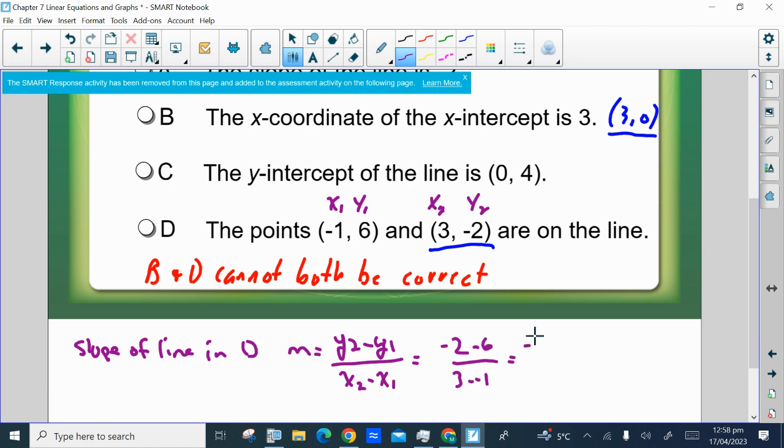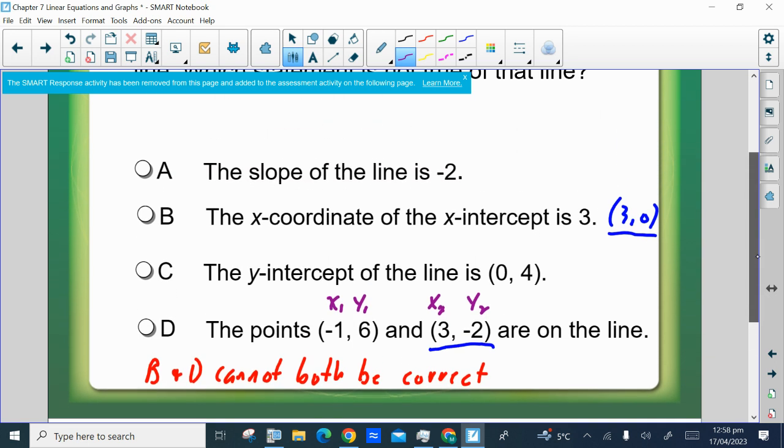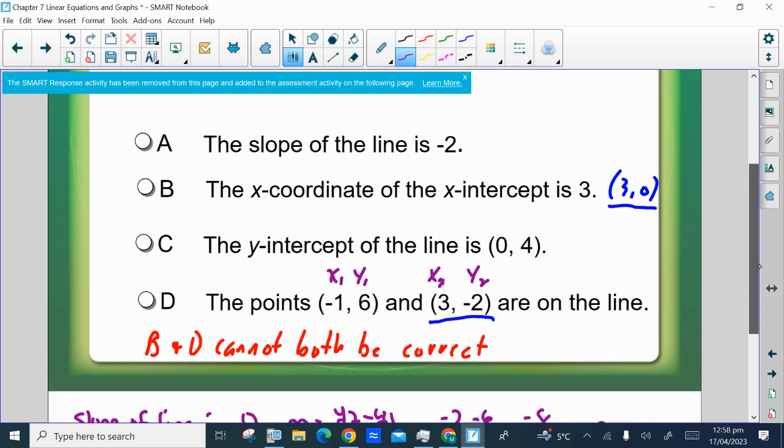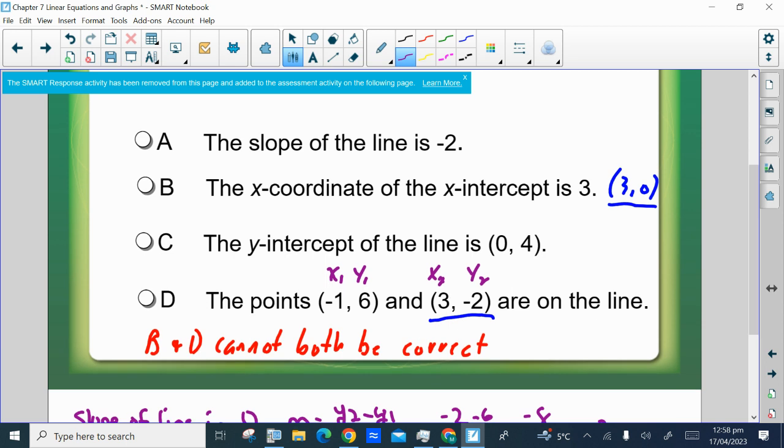Negative 2 take away 6 is negative 8. 3 minus negative 1, the minus minus becomes a plus positive. It'll be 3 plus 1, which is 4. And that gives us a slope of negative 2, which is what A indicates. A says the slope of the line is negative 2.